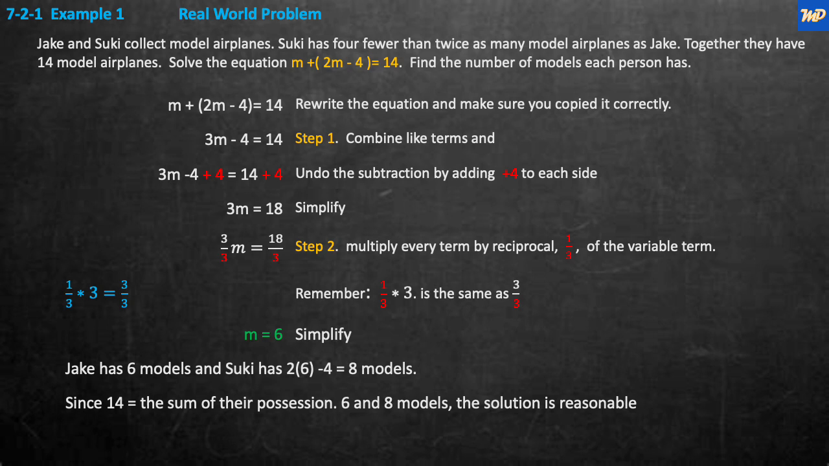This type of information is being added on top of Jake's info, because it says twice as many airplanes as Jake has. So if we're going to let M equal Jake's number of airplanes, then we're going to have something like 2M minus 4 is equal to the number of airplanes that Suki has, because Suki has 4 less, that's the minus 4, then twice as many as Jake. So Jake has M, Suki has twice as many, 2M, but 4 less, minus 4. And then they say that they together have 14 airplanes. So what is the number that each person has?